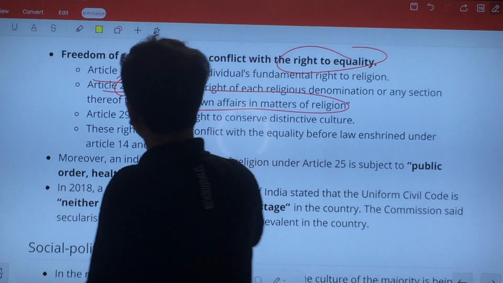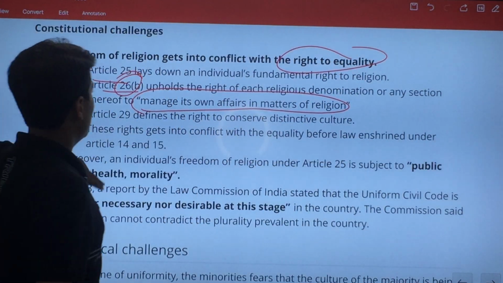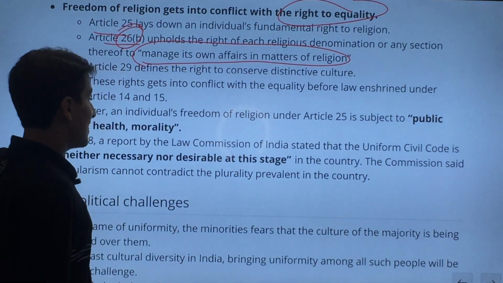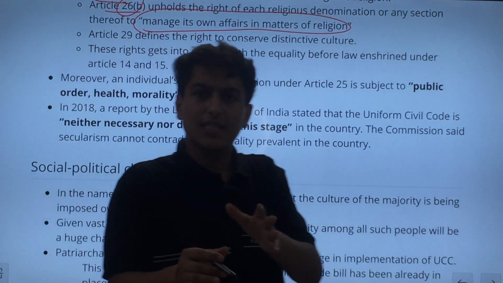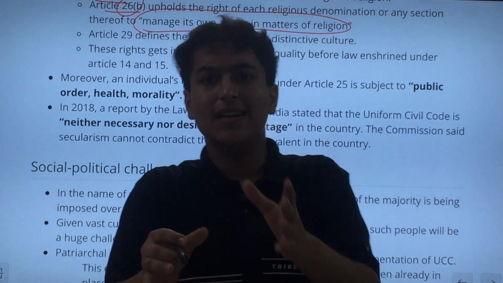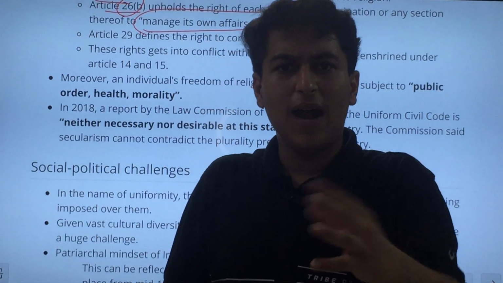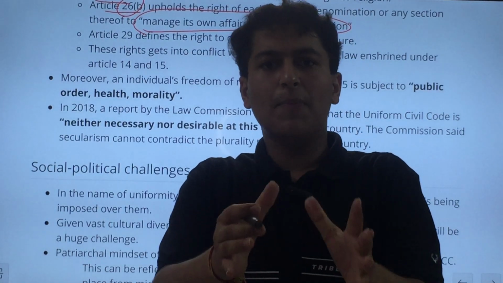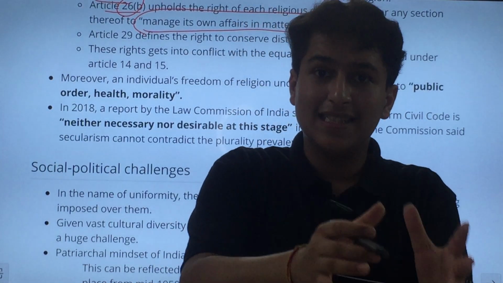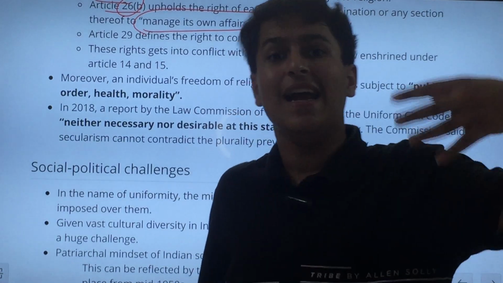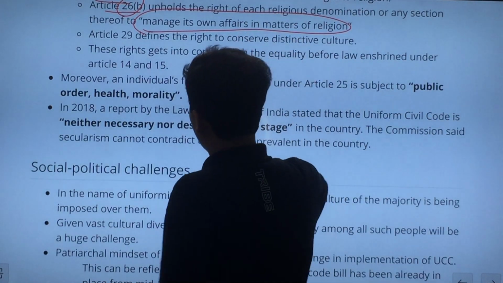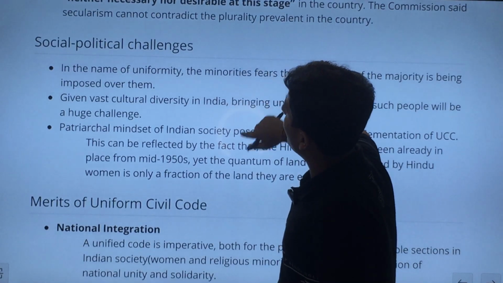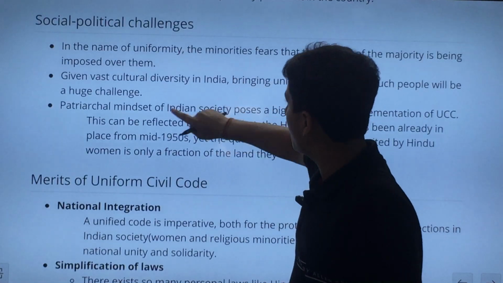So these are the needs for the Uniform Civil Code. We need to maintain equality through the Uniform Civil Code so that there is equal justice. The fundamental rights and the right to religion should go hand in hand. There should be no discrimination on the basis of religion. All the people should follow their religion in a way that does not harm the integrity of another person. So these are the ways for implementing the Uniform Civil Code. Then we have the social and political challenges in the name of uniformity.